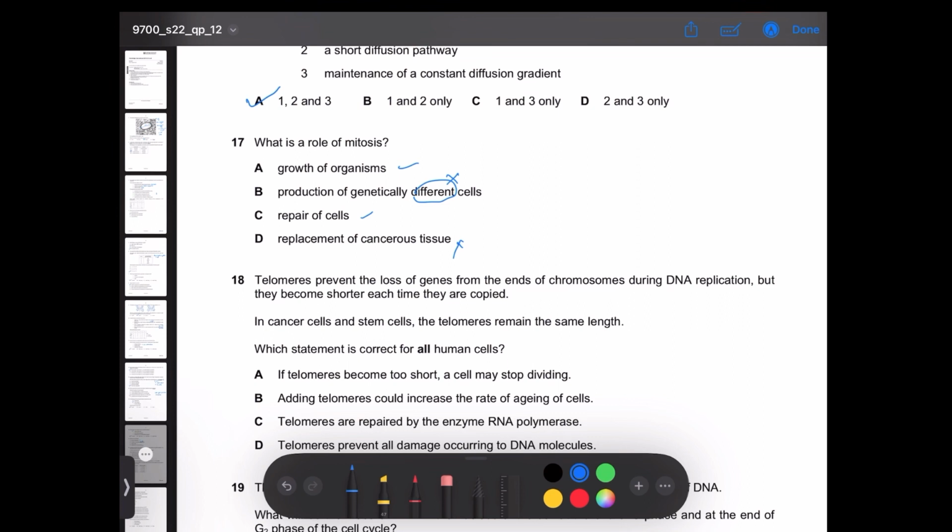And C is also correct, because repair of cells: once cells die, the new cells that replace them are produced identically. But here we need to answer with the best option, so it will be A.